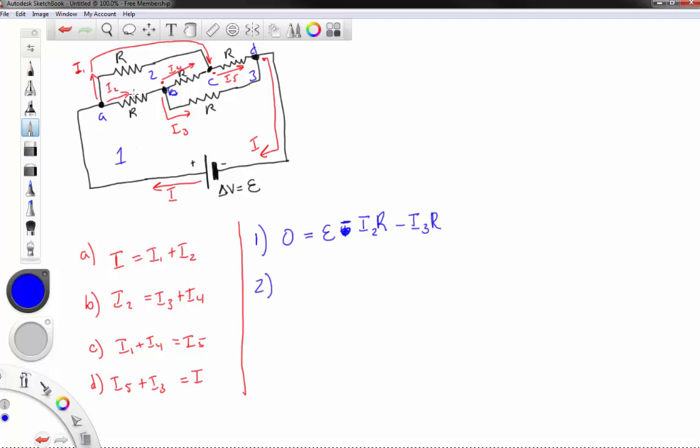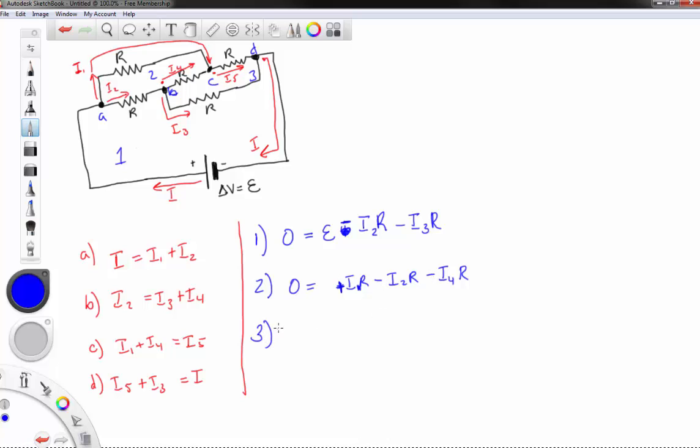Loop number 2, we have a current I1, which is passing through one resistor. We have a current I2 passing through the second resistor. So maybe I should be consistent here, call it minus I2R. This is minus I1R. And then last but not least, we have I4 also passing through R. So looking again at which direction each of these currents is going in, if we take the counterclockwise direction to be positive, then this one right here is positive, these two are negative.